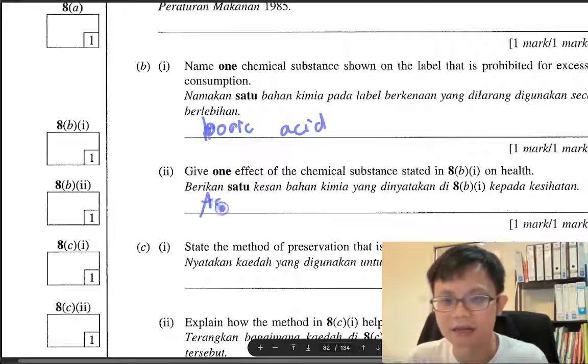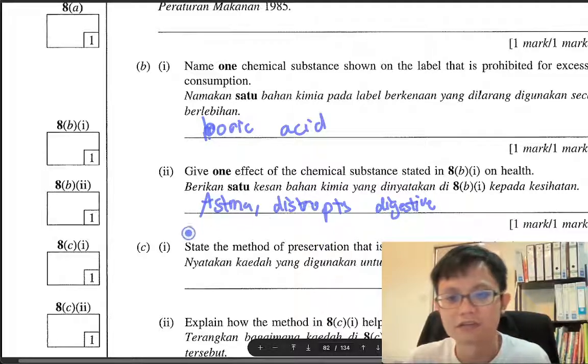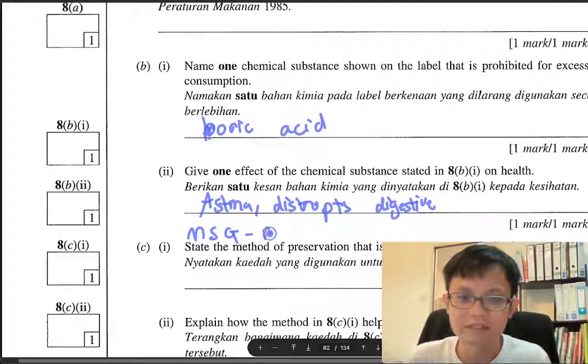It causes asthma and disrupts digestion. How about if I say monosodium glutamate? What is the side effect? Pressure. So here, according to the marking scheme, it says mental retardation, or even cancer.